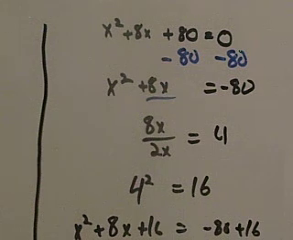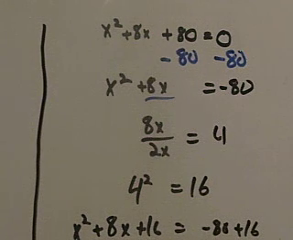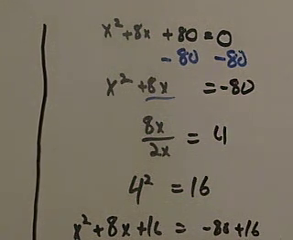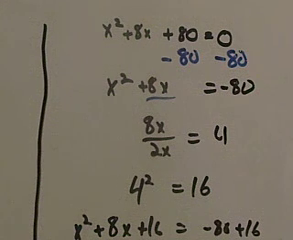Okay. Well, this right here is what? That's a perfect square trinomial. So that means that's the result of x plus 4 squared, and then negative 80 plus 16. Well, that's a negative 64. Okay. Now what are we going to do? Get the square root of both sides.